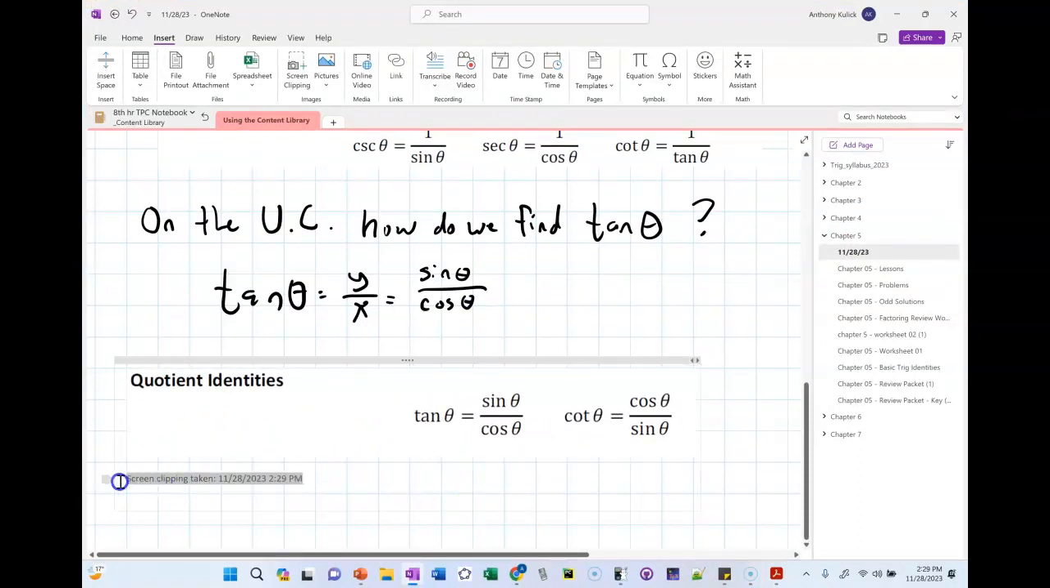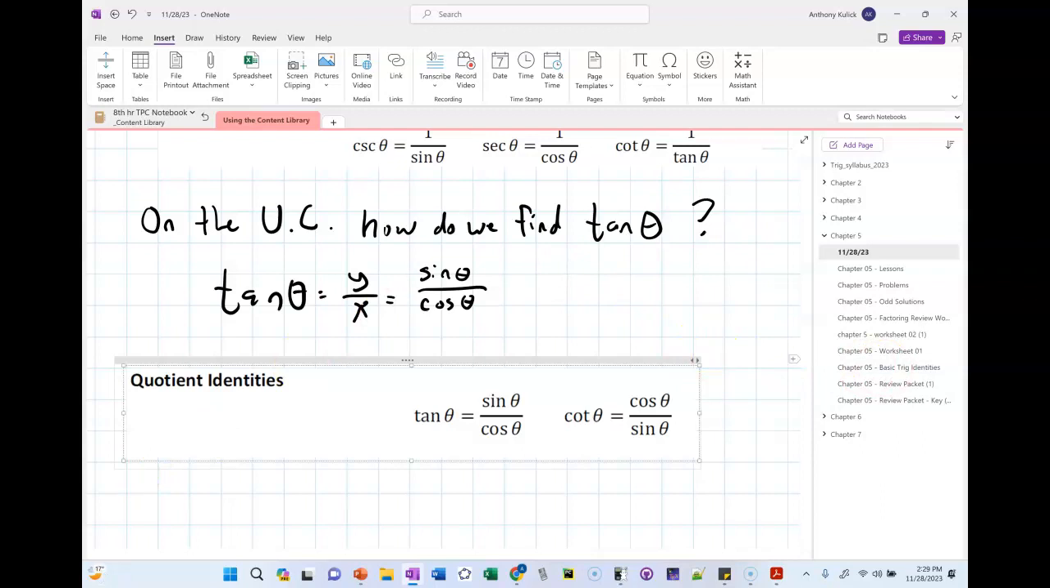We already knew them. We just didn't know that we knew them. Hey, that's pretty cool, Mr. Kulik. I love when I know stuff that I didn't even know that I knew. It's a funny sentence to say.